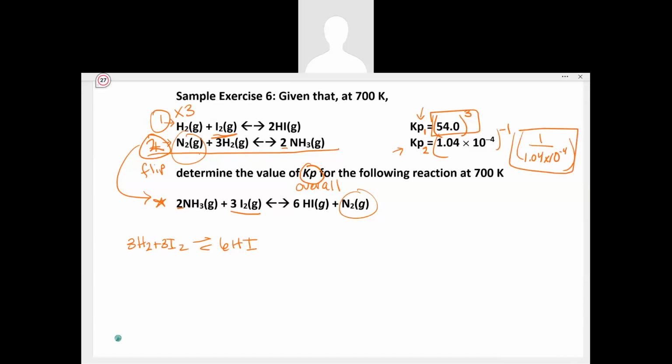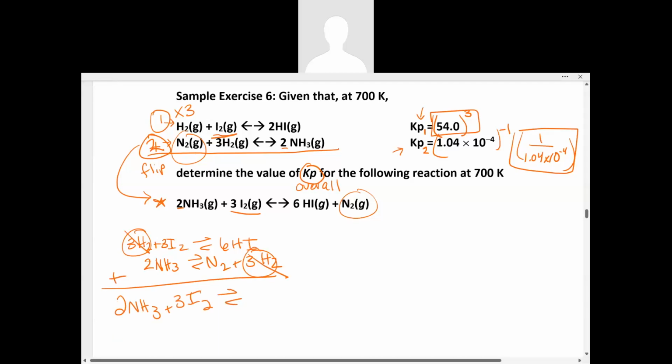So let's rewrite this equation flipped. I'm going to have 2NH3, and that's going to yield N2 plus 3H2. Let's try to add these up here. We can see that we have 3H2 as both a reactant and a product, so we can cancel that out. Then we're left with 2NH3 plus 3I2 will yield N2 plus 6HI. So we confirm that, though they're out of order, our overall reaction matches this determination here.